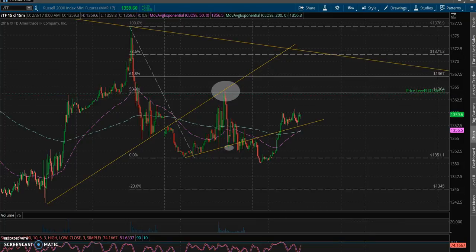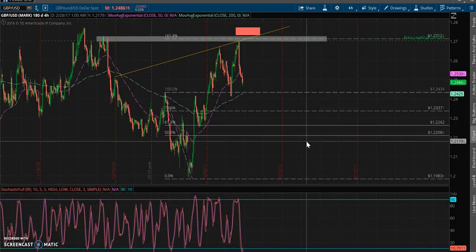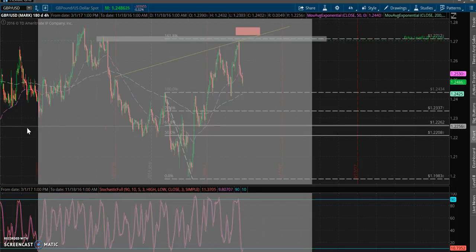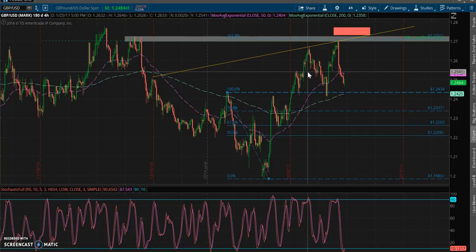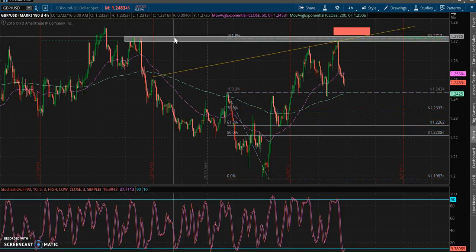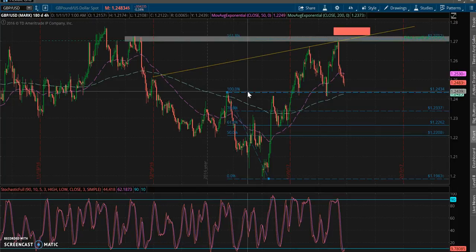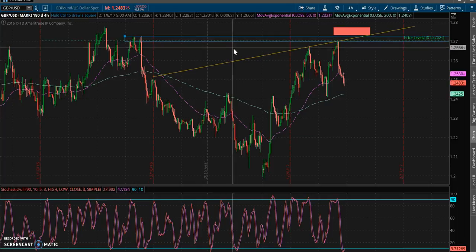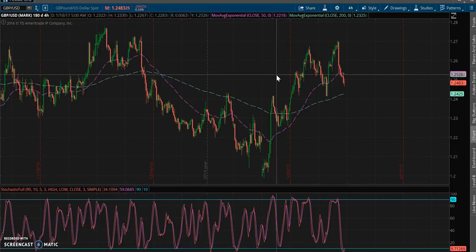Now I want to go into the pound dollar. So this one was huge. This one was such a great trade. It was all created from the 4-hour supply zone that you see up here. So the first thing that I ended up doing was, and I'm going to take all this stuff off.